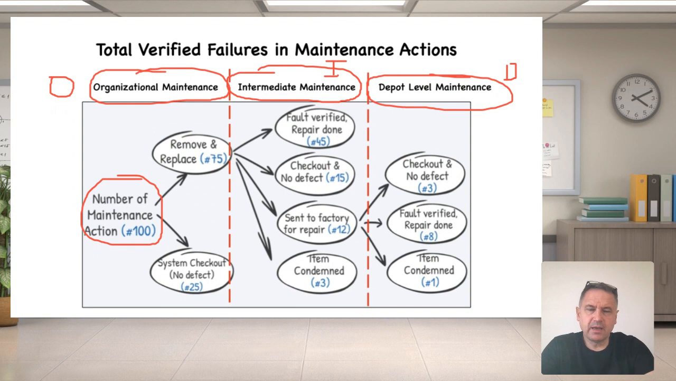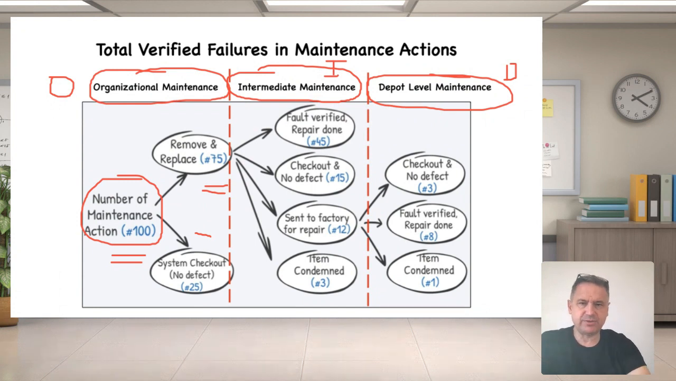As you see here, in the first level, organizational level, we carried out 100 maintenance actions, and we ended up with 75 of them being remove and replace. Remember the procedure of corrective maintenance, remove and replace. And 25 of them had a system checkout in the end, but no failure found. Okay, 25 of them.